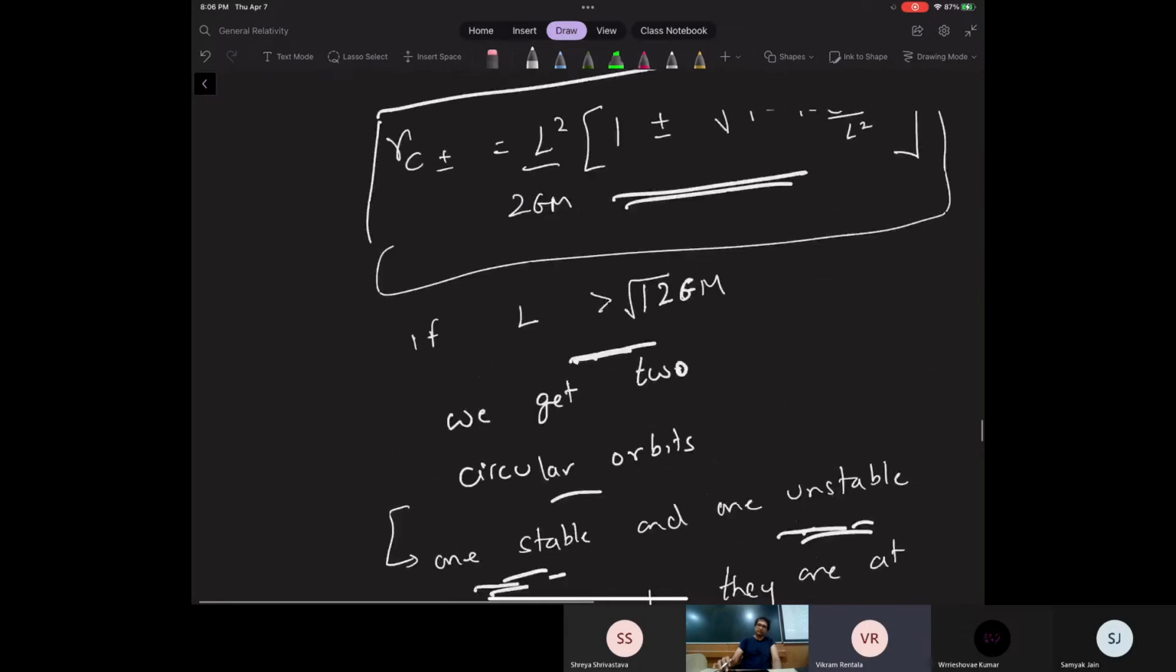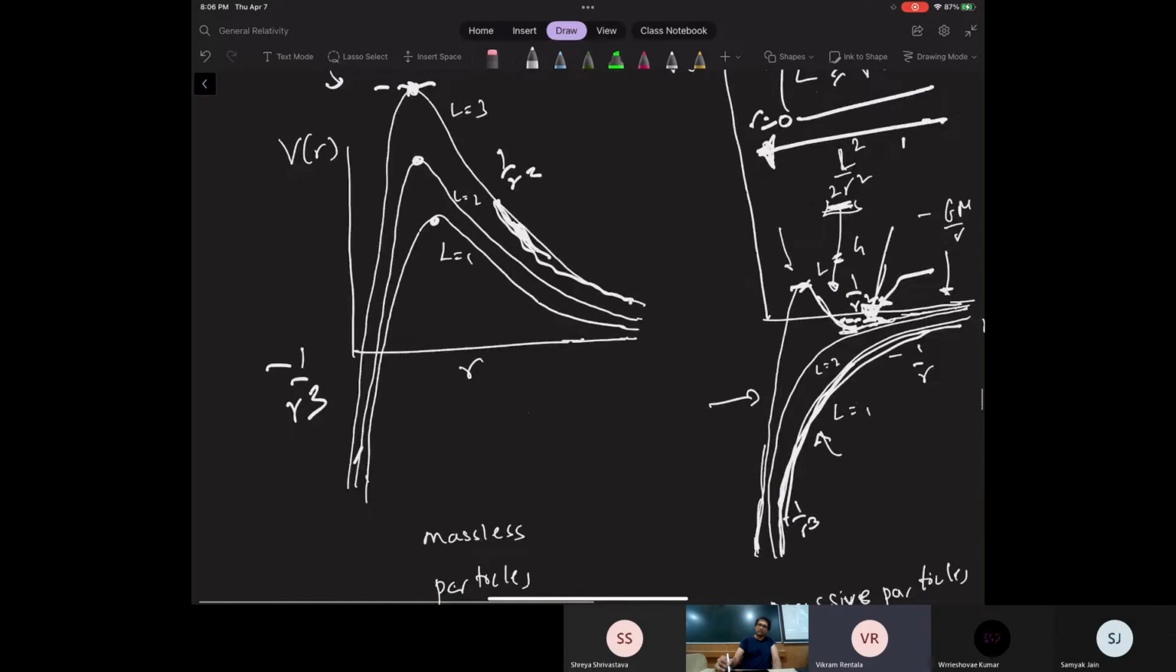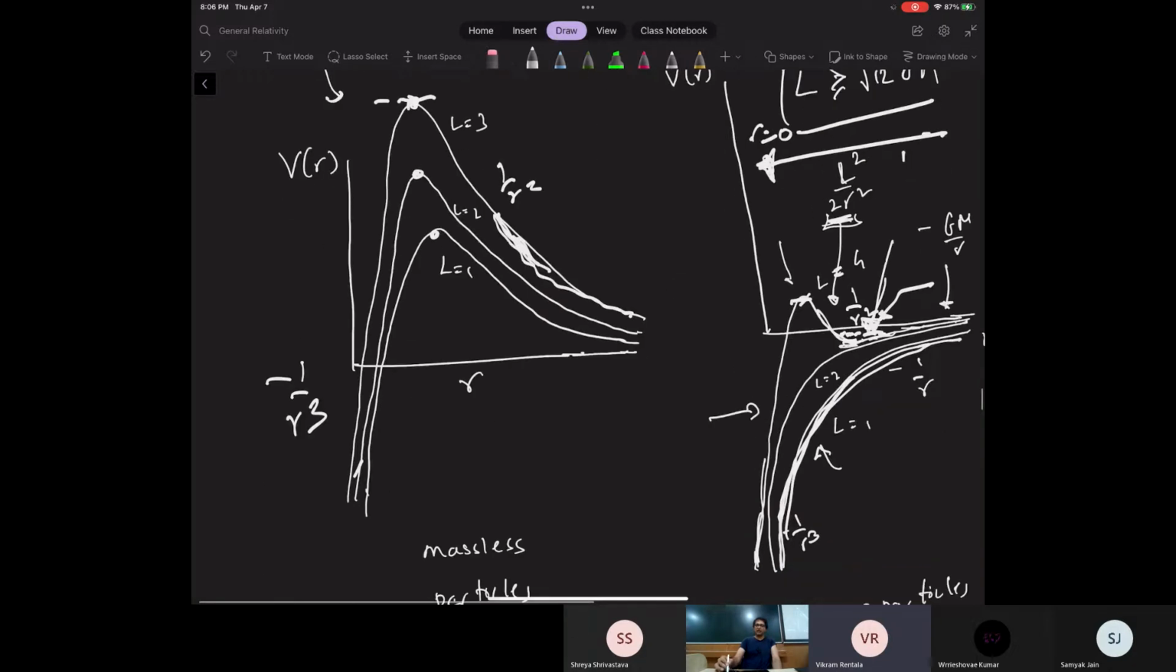Sorry, I forgot to mention something. There is a critical value of L, which is L equals root 12 GM. At root 12 GM, something interesting happens. The maxima and the minima merge with each other. The discriminant is 0, so these two solutions to the quadratic equation that we found merge with each other. So that is the innermost possible stable circular orbit. A massive particle cannot go in any further than that.